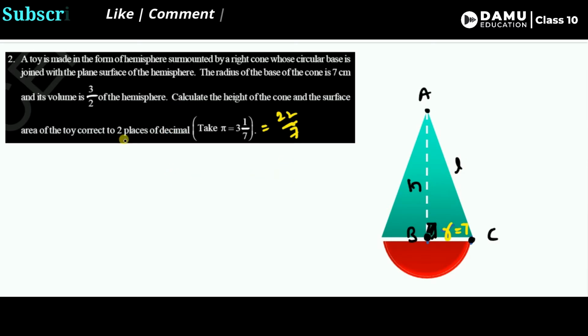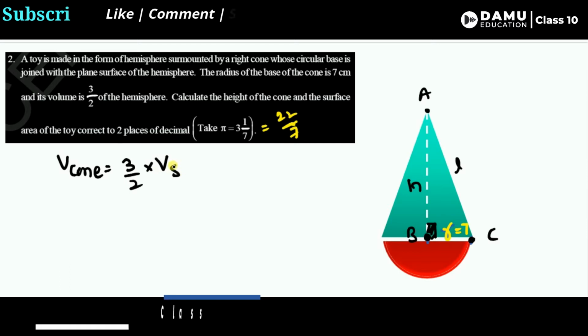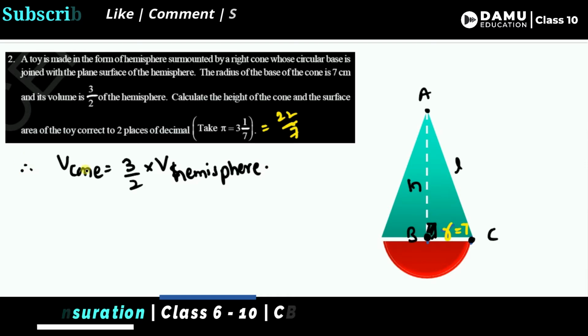What is given here is that the volume of the cone will be equal to 3 by 2 of the volume of the hemisphere. Based on this condition, we need to move on with the question. So first, what they have given: the radius of the cone is equal to 7 centimeter and the radius of the hemisphere is also equal to 7 centimeter. We don't know the height, but we know the volume. Let's move on to this.